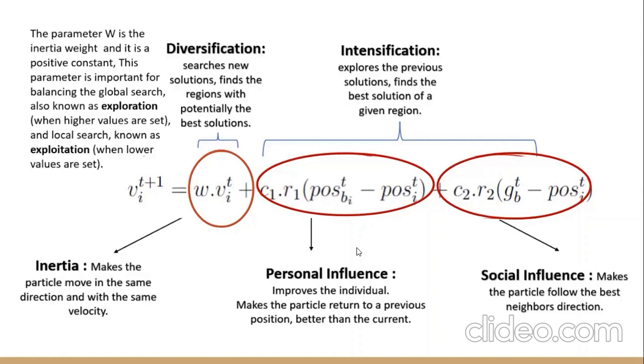The personal influence is used to improve the individual particle's position. For example, the particle has moved to a new position, but the previous position was the best position, or basically it was better than the current position. This particular equation will make the particle return to the previous or the best position. And the last one over here is social influence, which means that the particle will always try to follow the best direction of its neighbors. So if a particle's neighbors are moving to a new best direction, the particle will also follow the direction of the swarm.